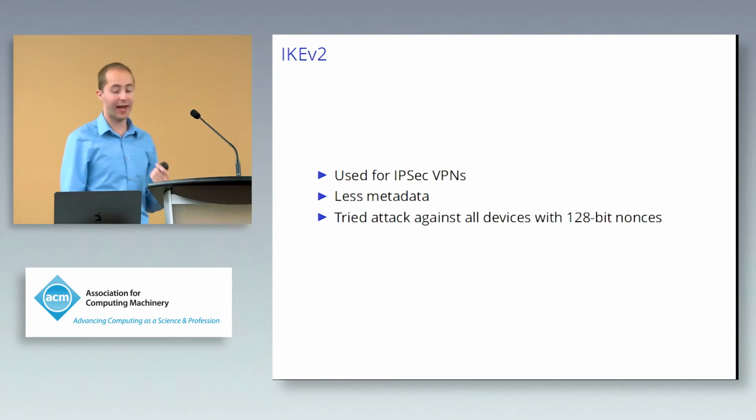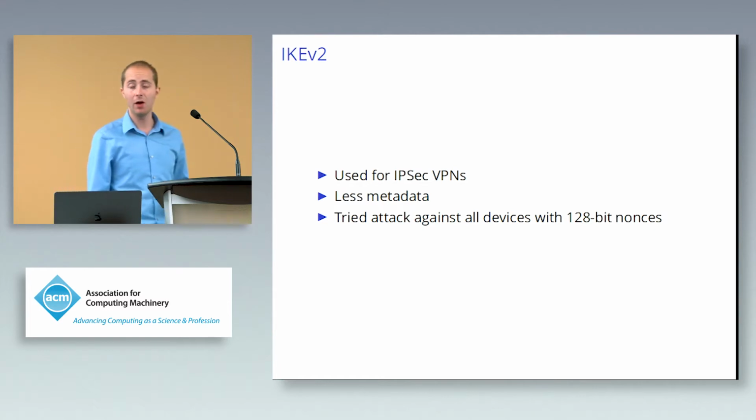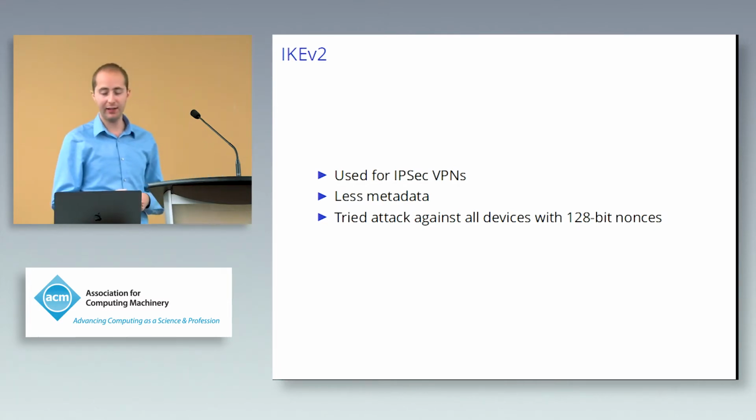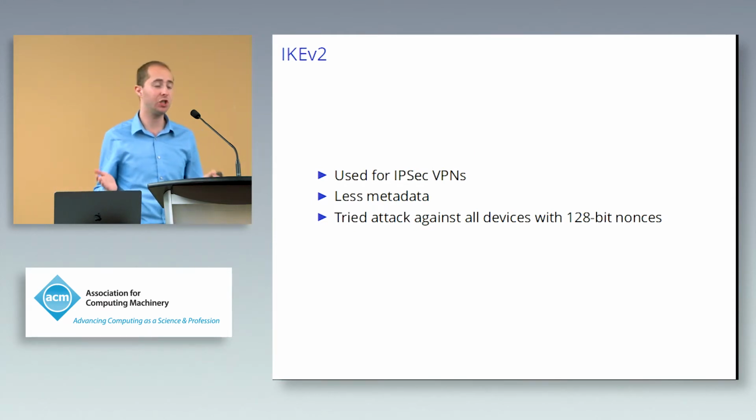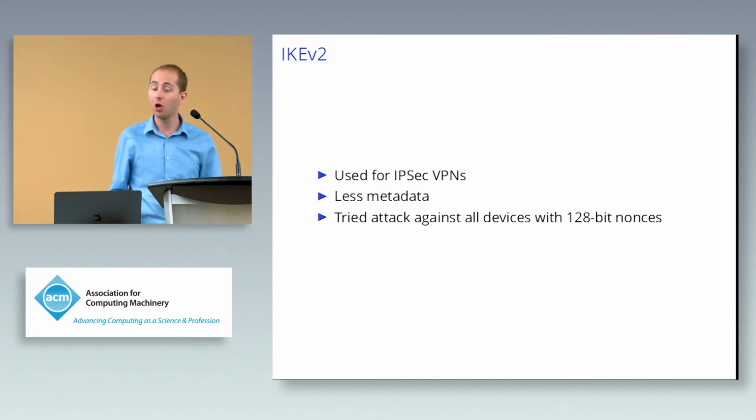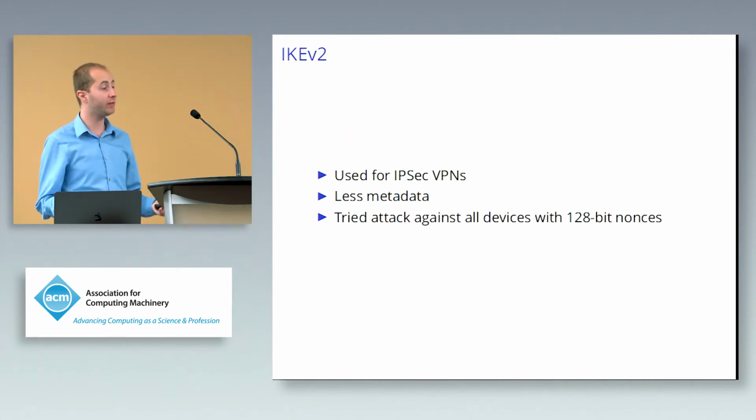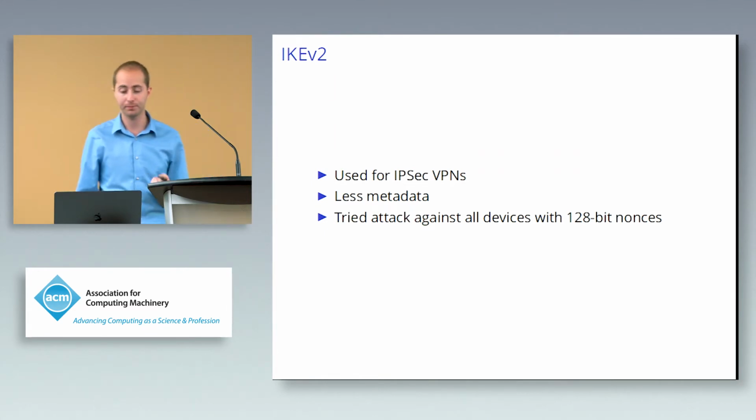Kind of similarly, we scanned for IKE v2 devices. There's less metadata here. All we really had to go off was the fact that the FortiOS implementation uses 128-bit nonces, which is not unique to FortiOS, but did allow us to narrow down the field of devices. Once we'd performed that narrowing down, we tried the brute force attack against all of the devices to see how many of them out there were actually vulnerable.